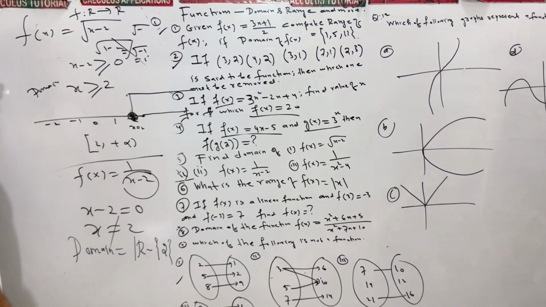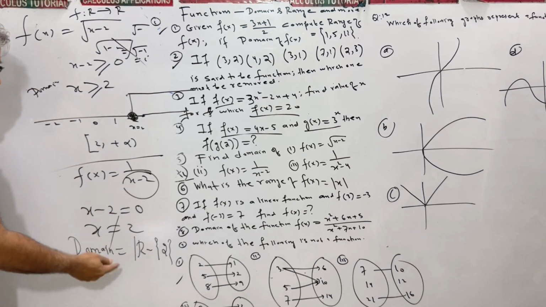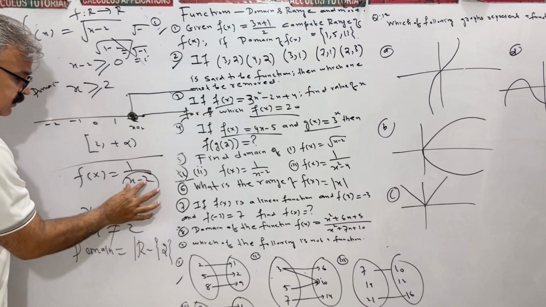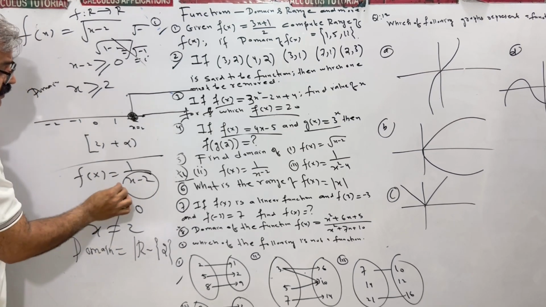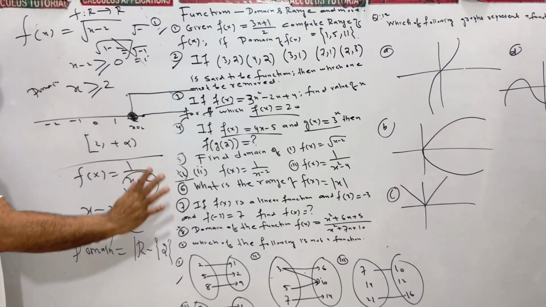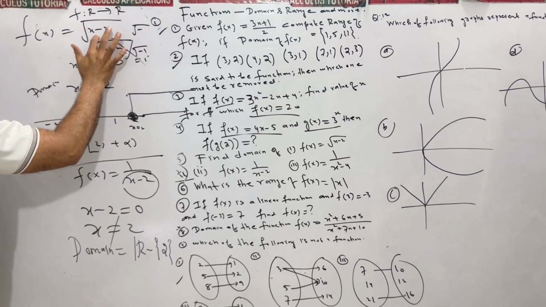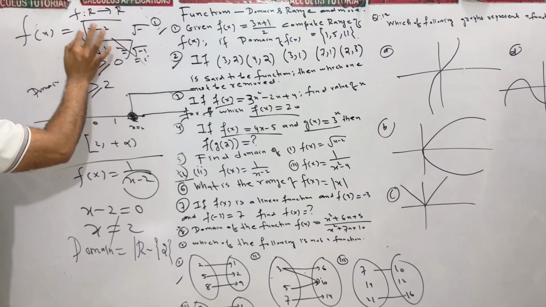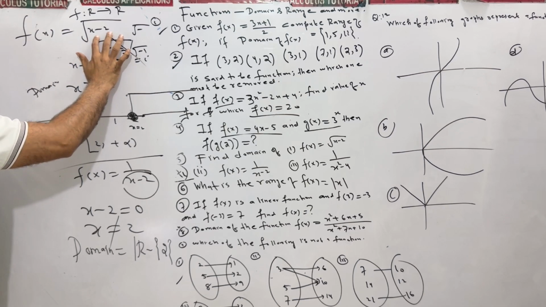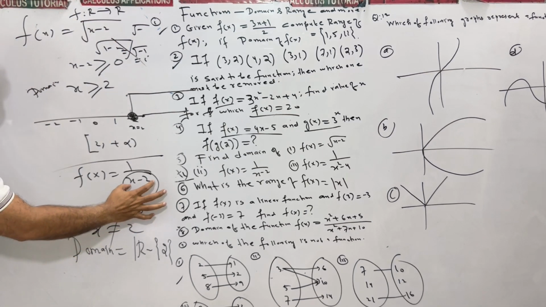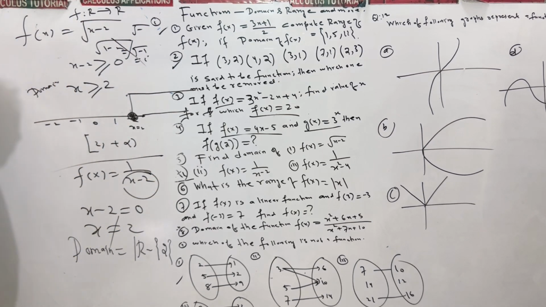What is the domain? We can plug in all real values, whatever you want, except x is equal to 2. If we put x is equal to 2, then the denominator becomes 0, and division by 0 is not allowed in mathematics. In the case of a root, we cannot afford any negative quantity in the root. And in the case of a denominator, we cannot afford the denominator being equal to 0.